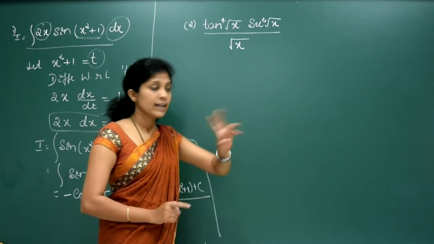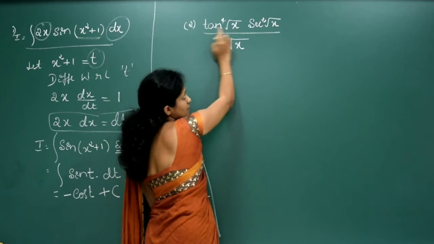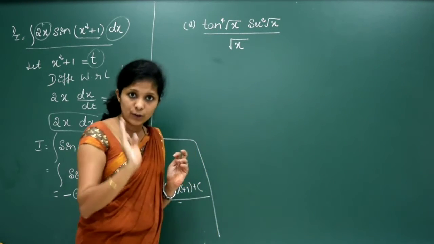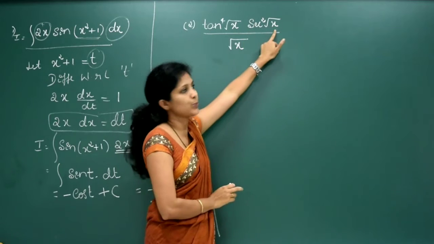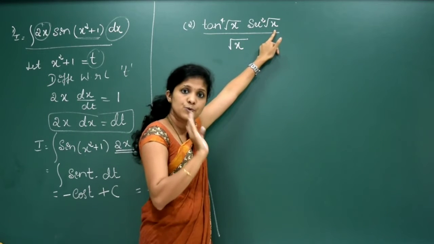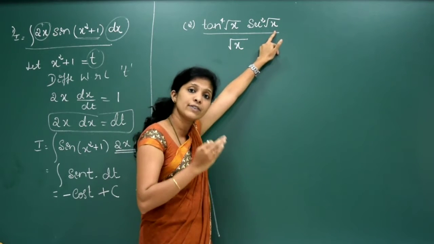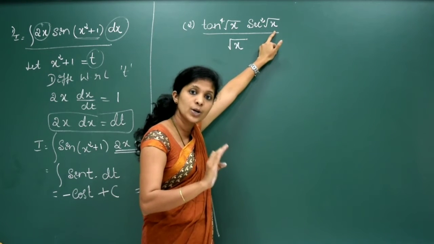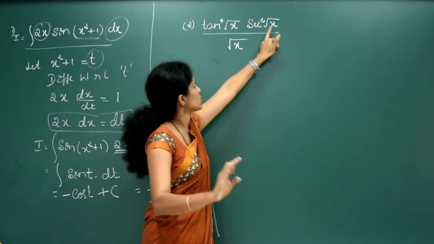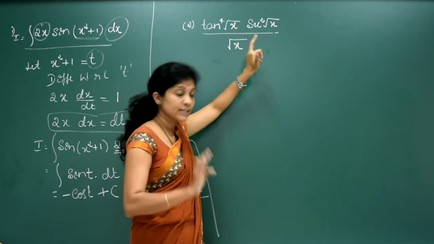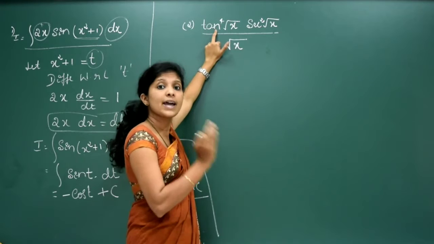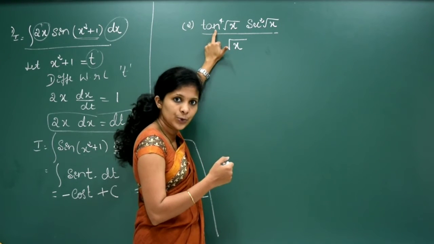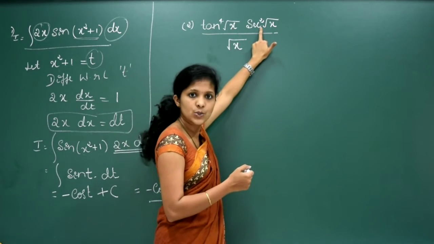Okay. Instead of that, here see, can I give the substitution as tan root x or secant root x? If I give the substitution as secant root x, then what is the derivative of a secant function? It will be secant x into tan x. So we will not get this. Right? But if I give the substitution as tan root x, what will be the derivative of tan root x? Secant square root x, right? So that I will get the secant square root x.